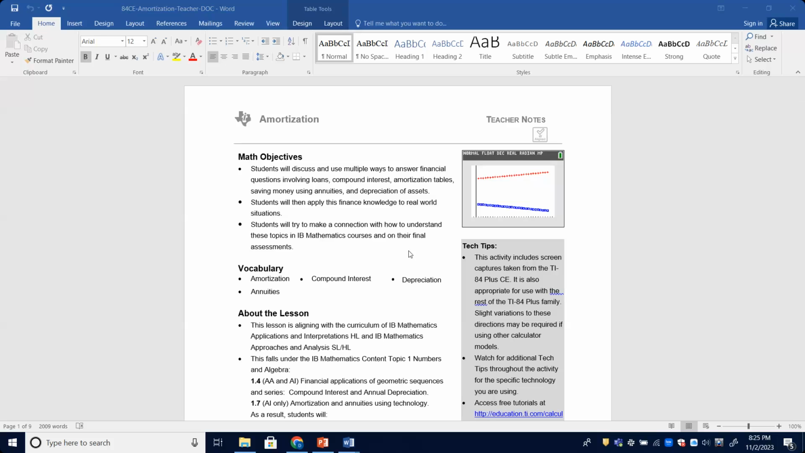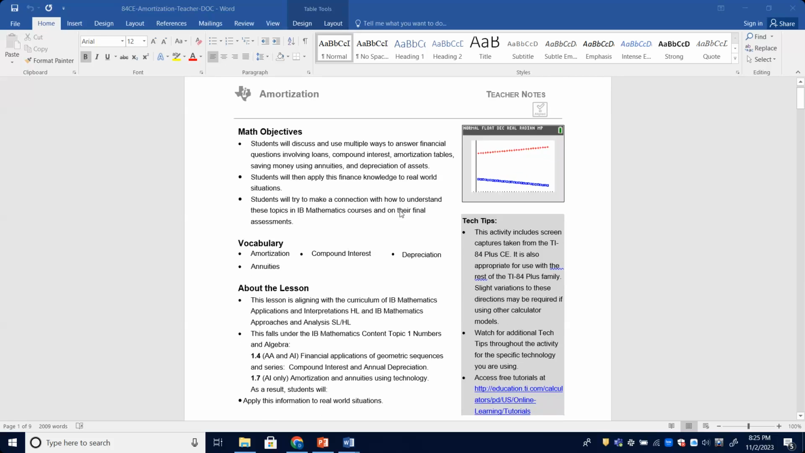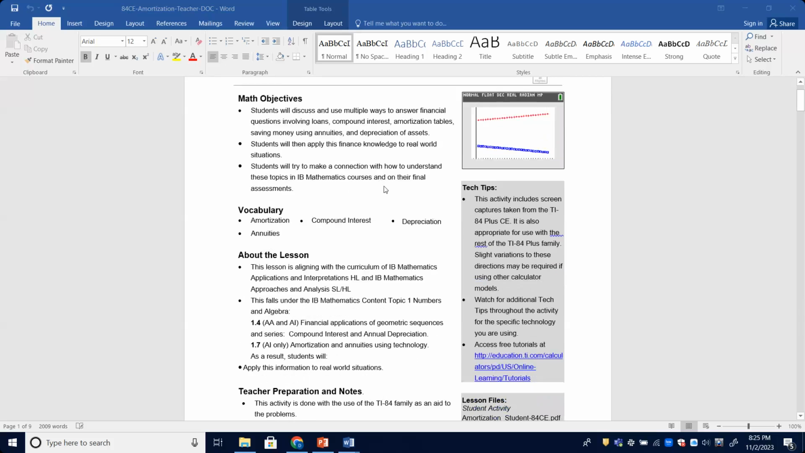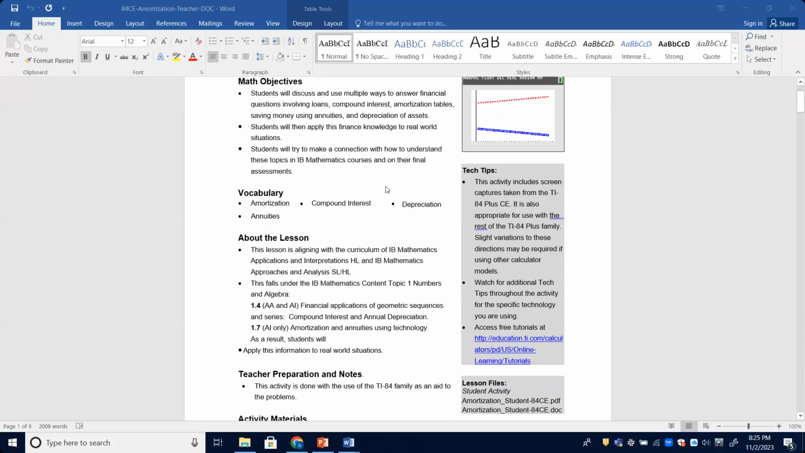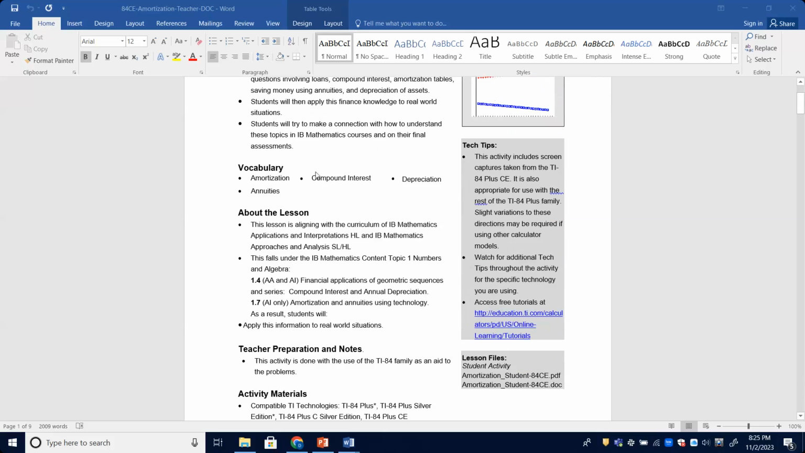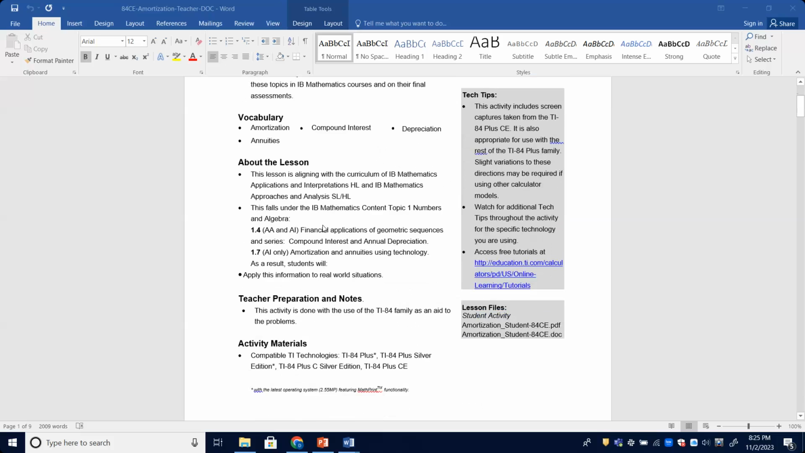So what you will see is the objectives. We try to be pretty straightforward and don't put too many bullets in each activity. So if you need to write lesson plans, as some of your districts require, you have your math objectives listed here. You have the vocabulary that's going to be used. You have the specifics from the syllabus for your courses.